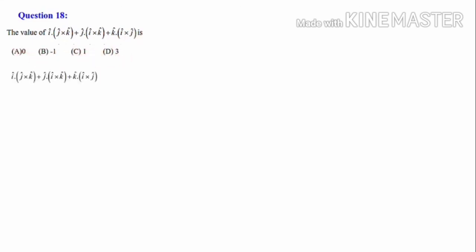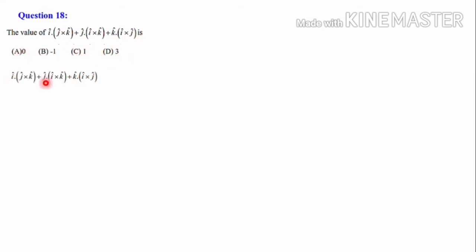Move on to question number 18. The question is, the value of i cap dot j cap cross k cap plus j cap dot i cap cross k cap plus k cap dot i cap cross j cap is 0, -1, 1 or 3. We have to choose the correct answer from these four options. Let's find out the value.